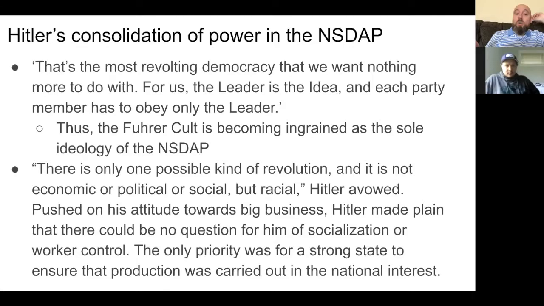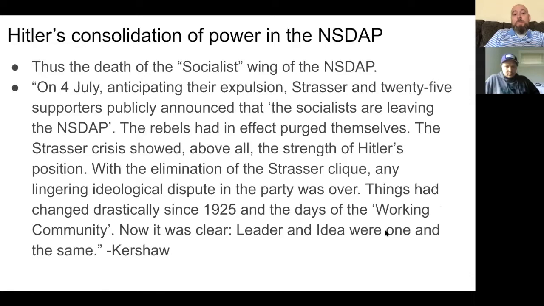He said further that there's only one possible kind of revolution, and it is not economic or political or social. It is a racial revolution. In this meeting, he pushed his attitude toward big business. He made plain that there could be no question for him of socializing or worker control. The only priority was for a strong state to ensure that production was carried out in the national interest. And it was in this clash here that ultimately the socialist wing dies in the NSDAP.